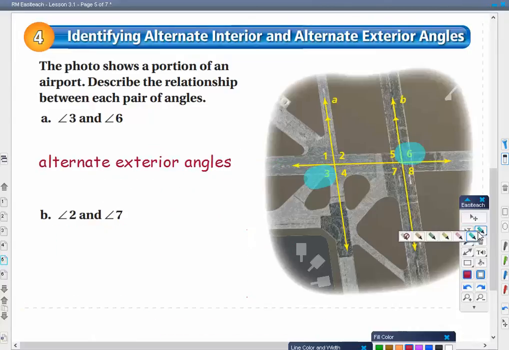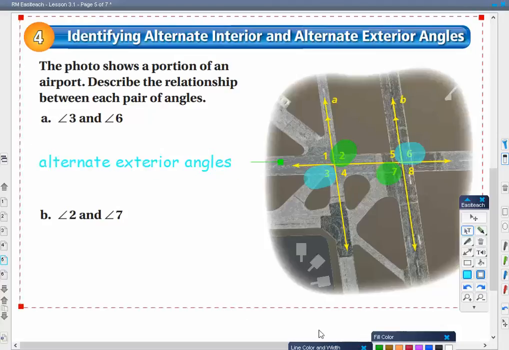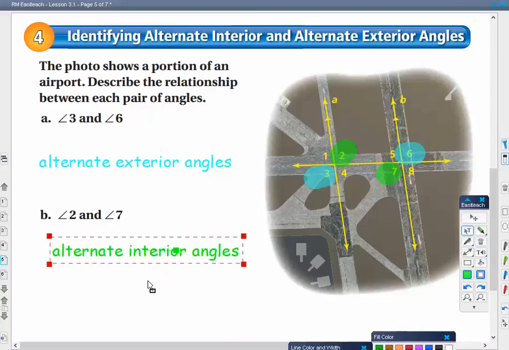Now if we take a look at 2 and 7, they're on the inside of the parallel lines, but still on alternating sides of the transversal. Let me make my colors match my work here. All right, and so then we would also have alternate interior angles. So the green angles are alternate interior angles. That's the relationship there. So those are all of the angle measurements.